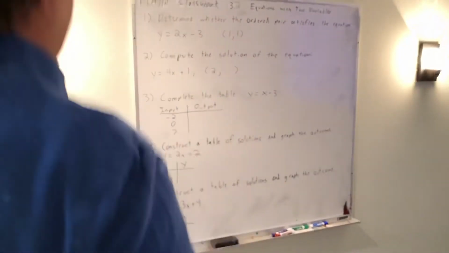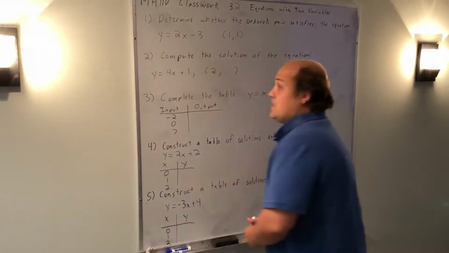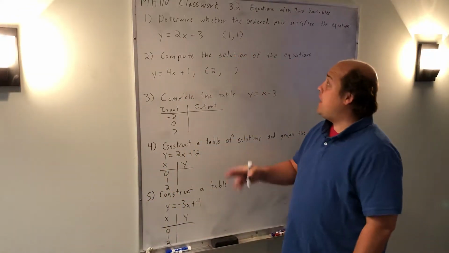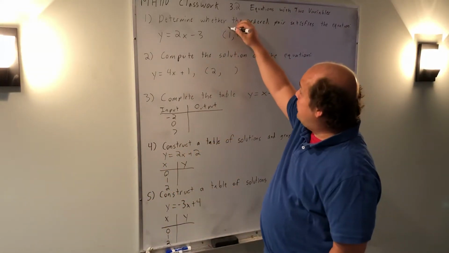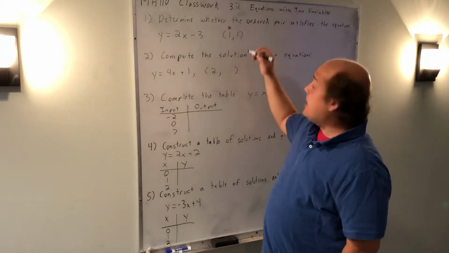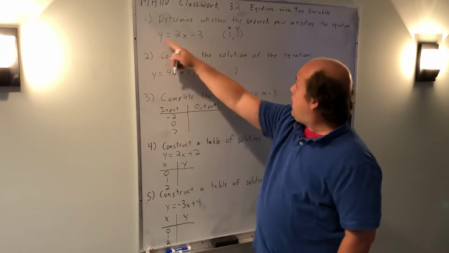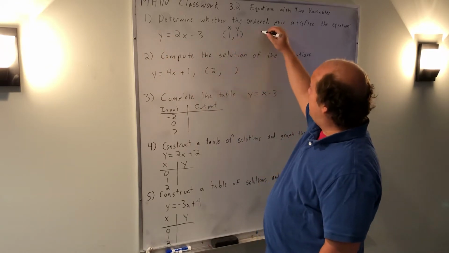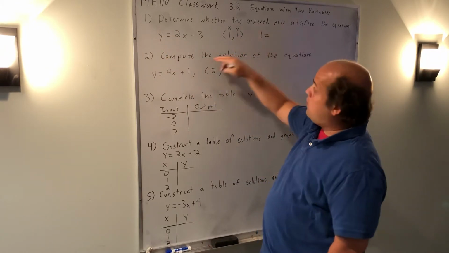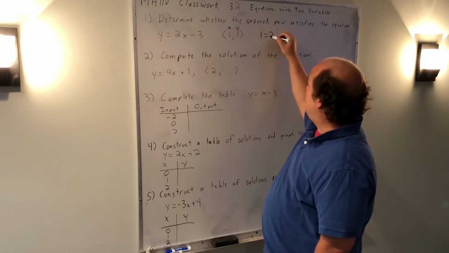Here we begin by checking if an ordered pair satisfies the equation. The way we're going to do that is plug in the first coordinate for x and the second coordinate for y. So here I see a y, I'm going to replace it with the y coordinate.